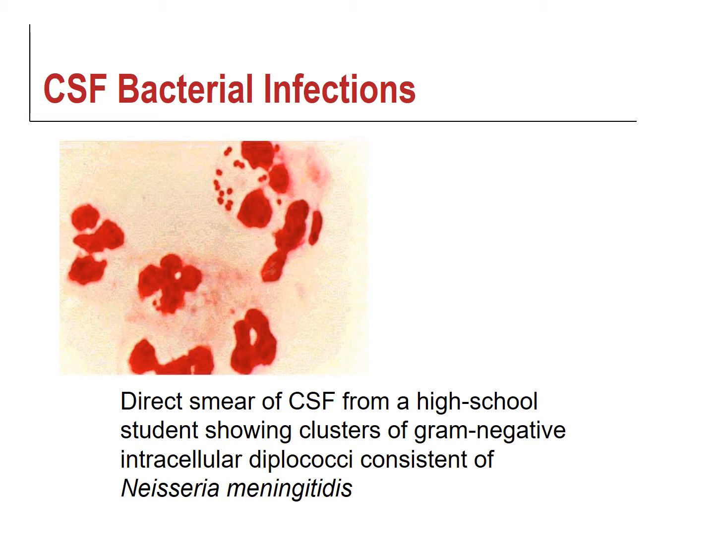And to me, they look like hamburger buns. They look like a Big Mac. So that's how you should be able to differentiate the intracellular and even extracellular diplococci of Neisseria versus Streptococcus pneumoniae. You look for the hamburger bun or Big Mac shape of Neisseria species.